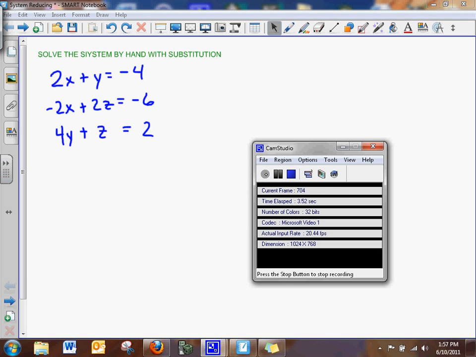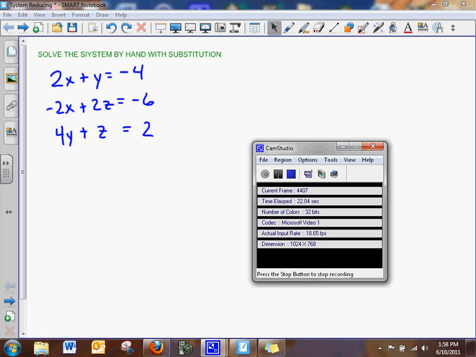All right, here we go. I've got a problem here that I really like. It's a system of three variables. It's got x, y, and z in it. So with three variables, you need three equations to solve it. We have three equations, so we're going to use all three equations. We're going to use the algebraic method called substitution, just with three equations.